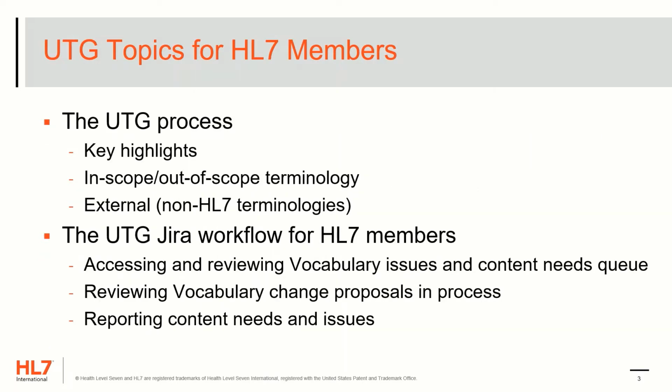Next, we'll jump into the new Unified Terminology Governance process for terminology maintenance at HL7, including key highlights, scope, and external terminologies. And lastly, we'll look at how to locate and view existing vocabulary proposals and other content needs through the UTG Jira project on HL7's Jira site. We'll discuss how to review vocabulary change proposals that are in flight and how to report a content need or issue.